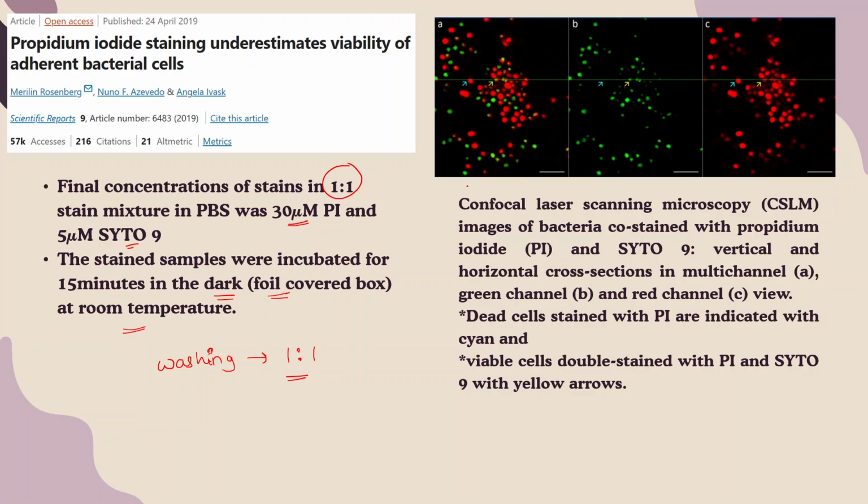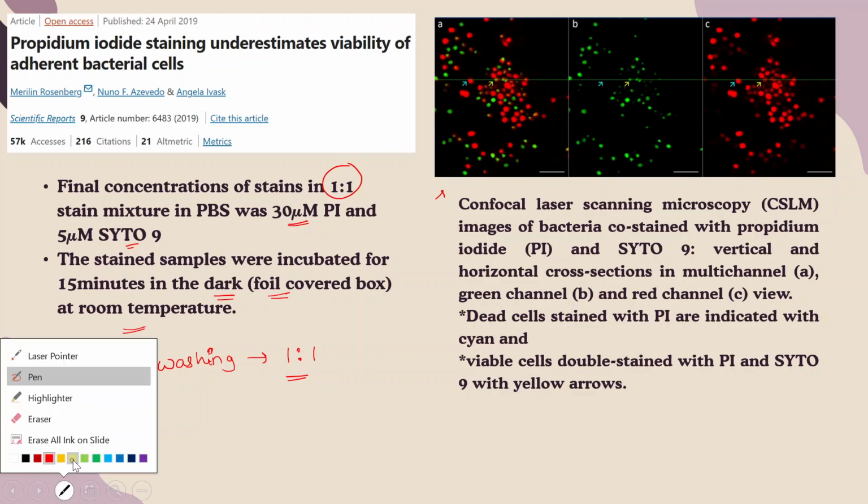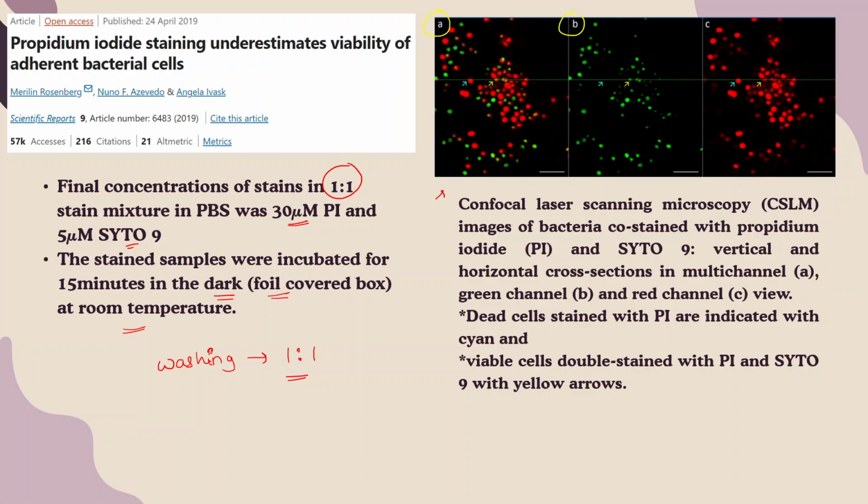Talking about the image, you can see that they have shown the confocal laser scanning microscopy images of the bacteria, which is co-stained with PI as well as Cyto9. Now these images consist of A, B, C. All three images have been taken at the same frame. The slide is kept at a constant position. Only the wavelength is different in each of the sections.